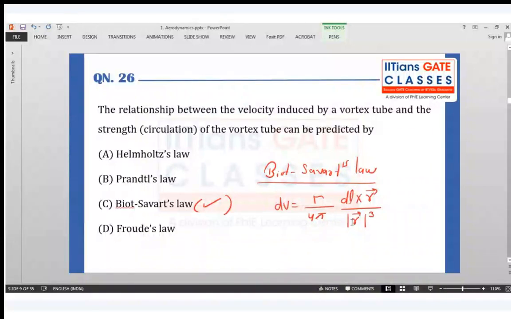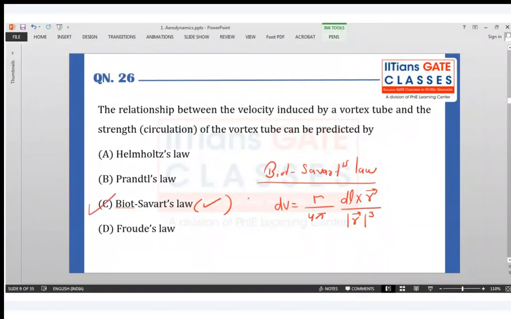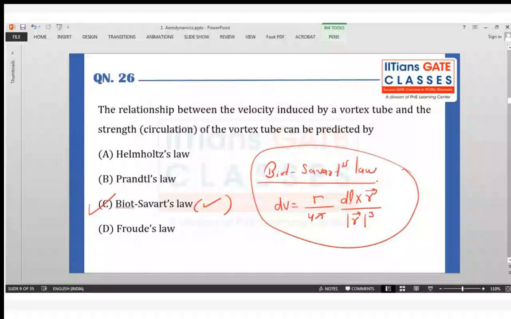The reason I'm asking everybody to revise this is they have just picked up the topic. So they have asked one question. There's a good chance they'll ask another question, not the same but a different question, from the same topic. So the correct answer is Biot-Savart law. This is the formula, and it is the same as in electrical engineering, the magnetic field induced by a conductor carrying a current. It is the same formula but modified for the induced velocity. So my suggestion will be to just once again revise the topic.